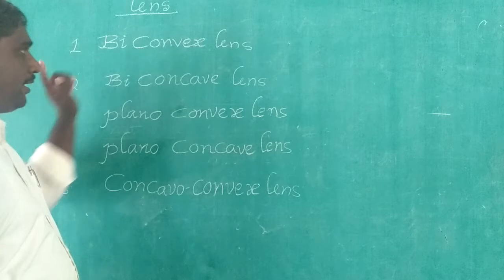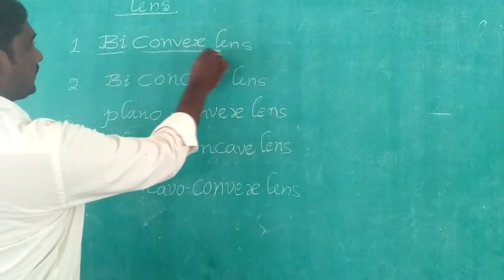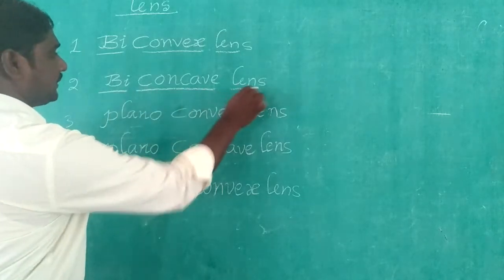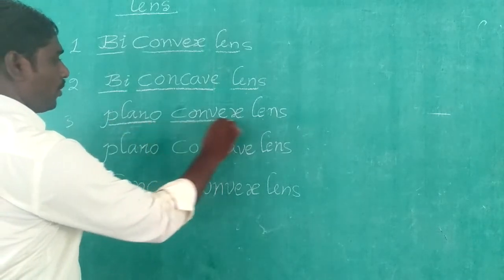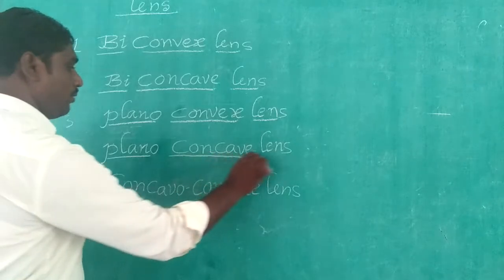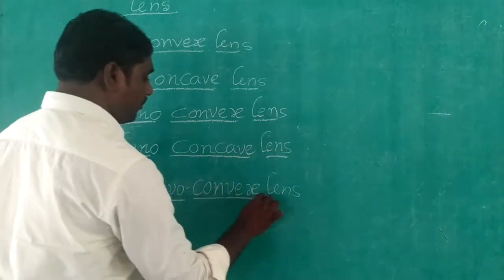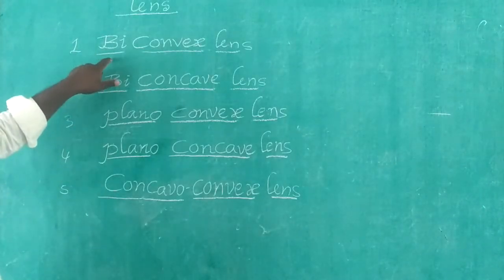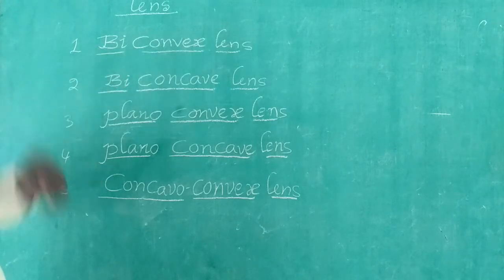First one is the biconvex lens. Next one is the biconcave lens. Next one, the plano convex lens. Next, the plano concave lens. And next is the concave convex lens. Here 'bi' means 2. That is, the lens has 2 curved surfaces.